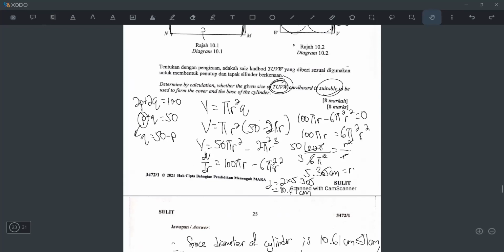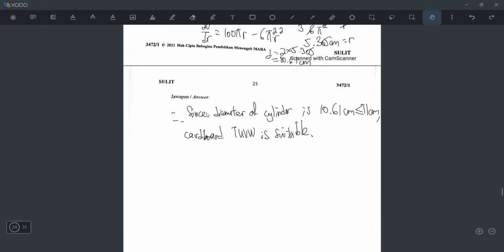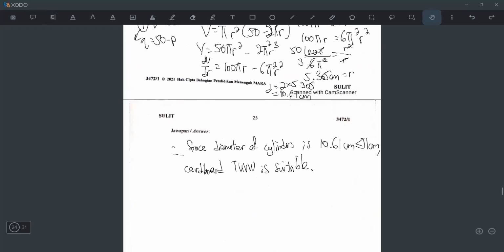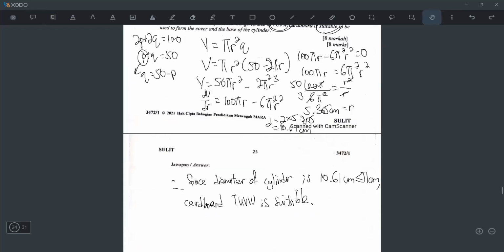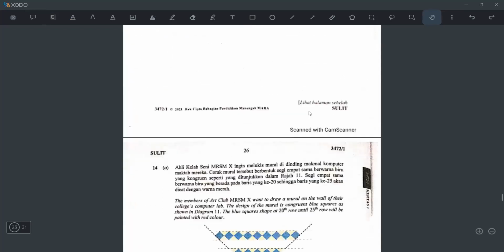It doesn't have to be like that, just make sure the sentence makes sense, and then that's it. And it's good enough already. So that's how you get 8 marks. All right. So done already.